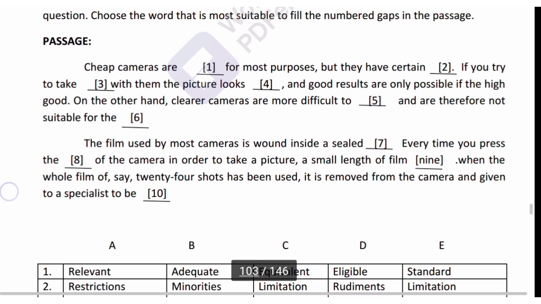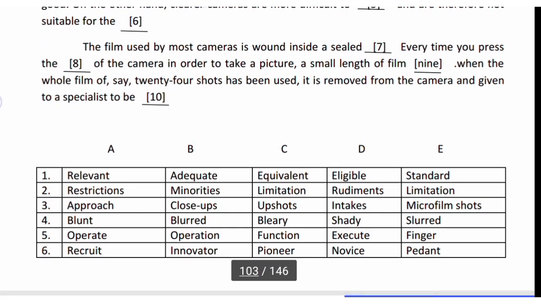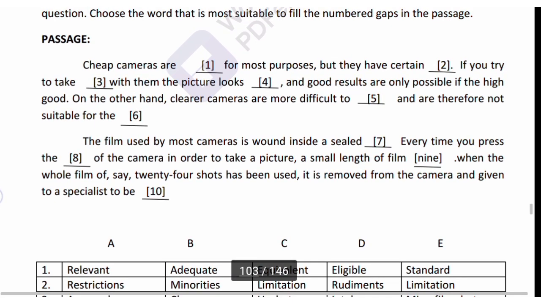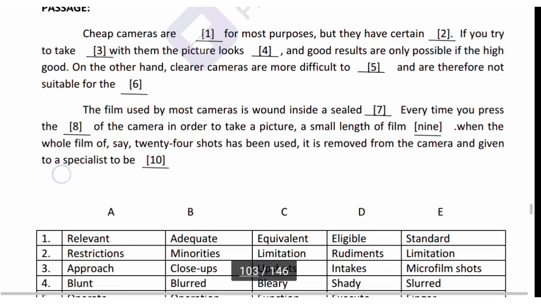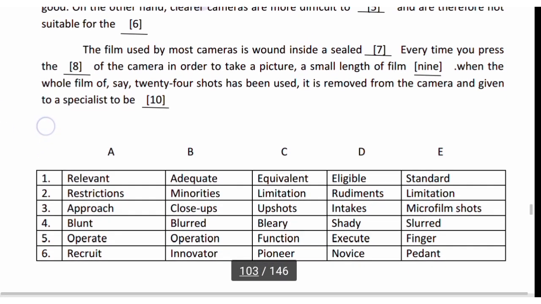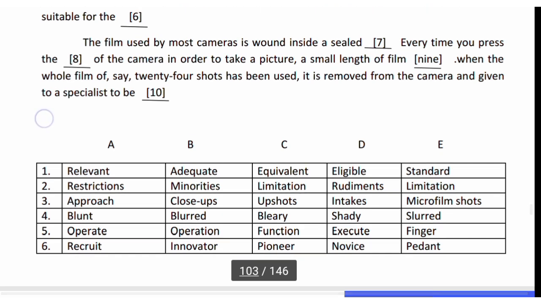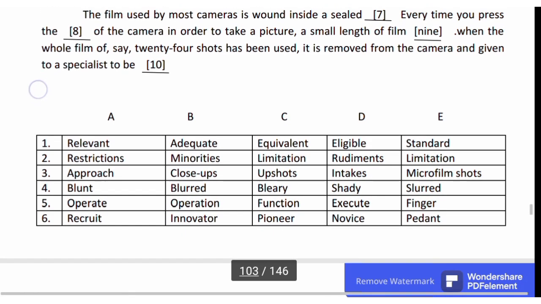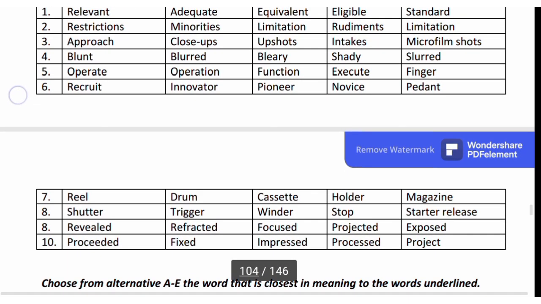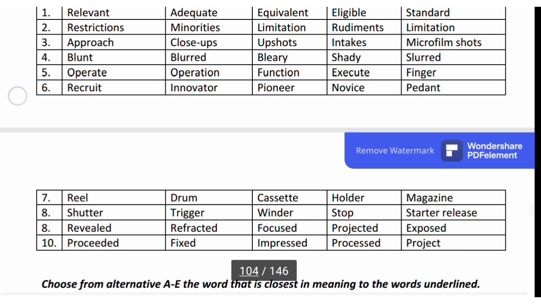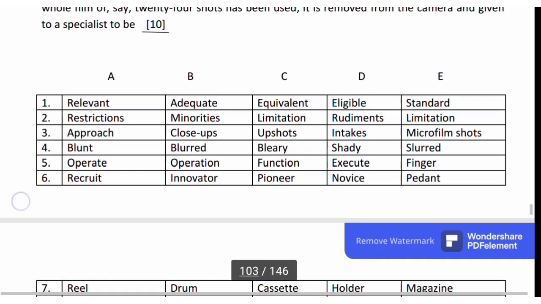The film used by most cameras is wound inside a sealed dash. Sealed, number 7, is wound inside a sealed reel. It's called a sealed reel. We're going to see it. So it said the film used by most cameras is wound inside a sealed reel. Look at the options in number 7. Let me scroll to the options in number 7. Yeah, sealed reel. Okay, option A, sealed reel.